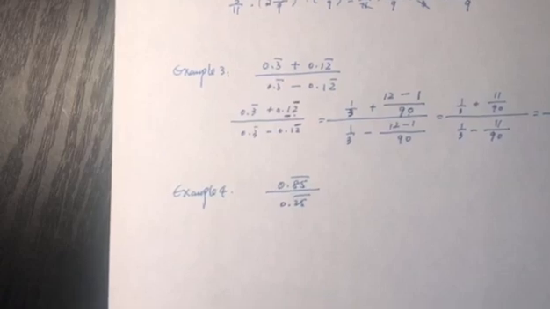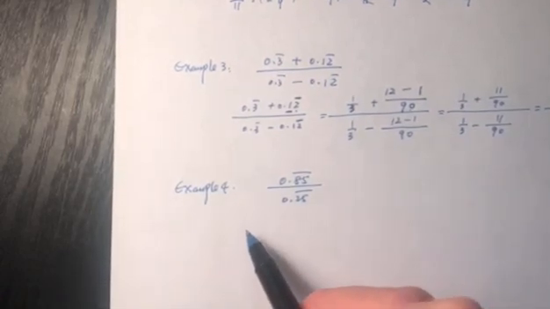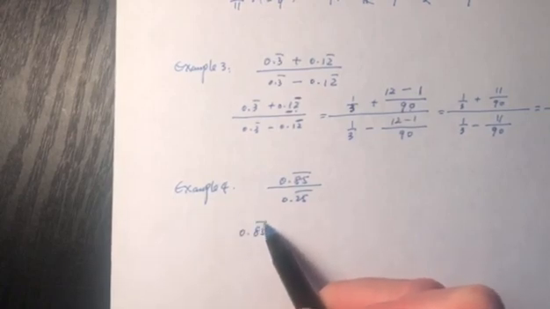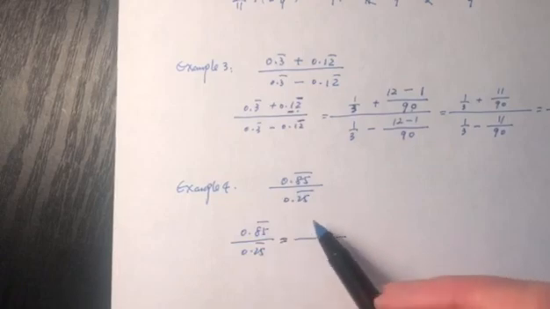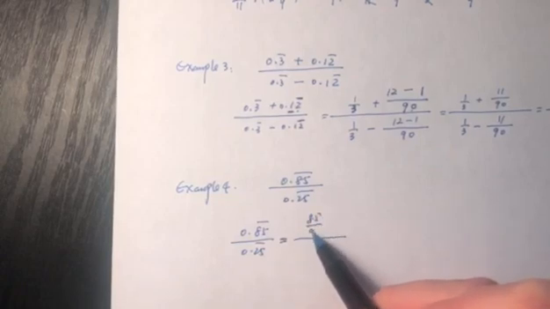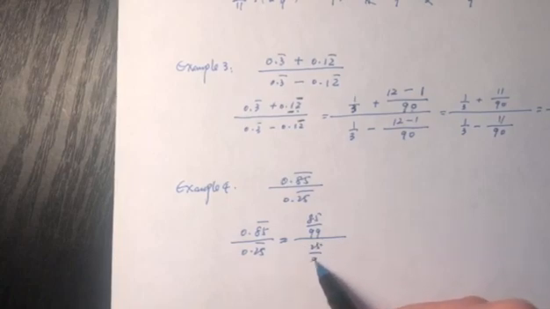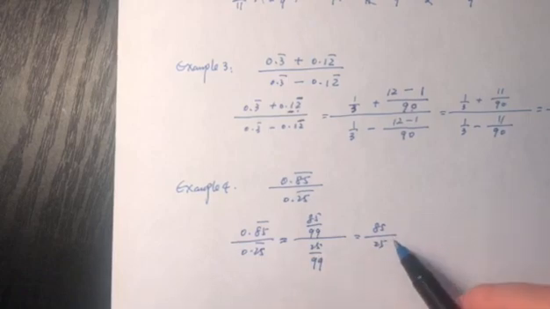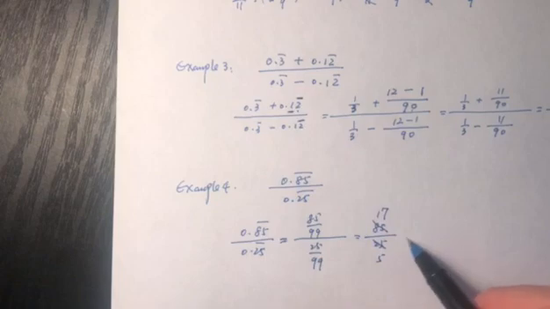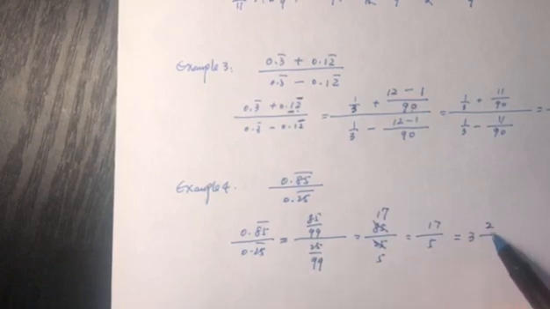Example 4 is the division of recurring numbers. You change them to fractions and then do the division. 0.85 recurring is 85 over 99, and 0.25 recurring is 25 over 99. This gives 85 over 25. Then you simplify that: it is 17 over 5, which is 3 and 2 over 5.